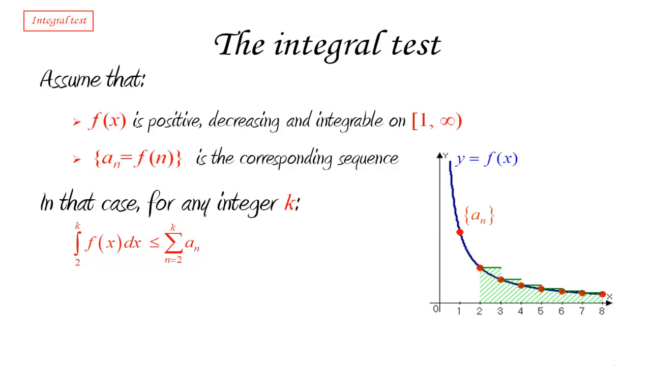Okay, so what we can say is that the integral from 2 to k is going to be less than or equal to the sum from 2 to k of those a_n. Of course, I've added something else on the right hand side, so I've made it even bigger.